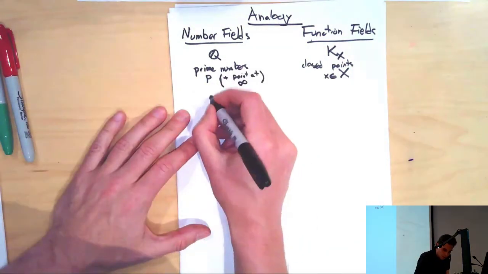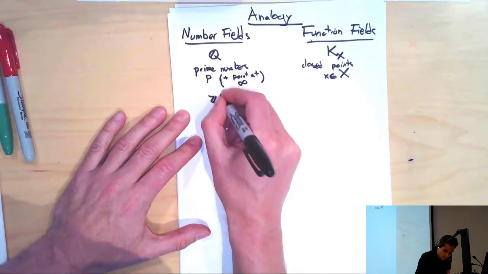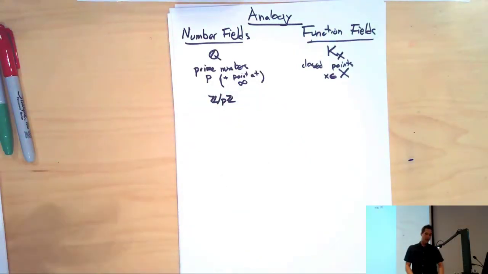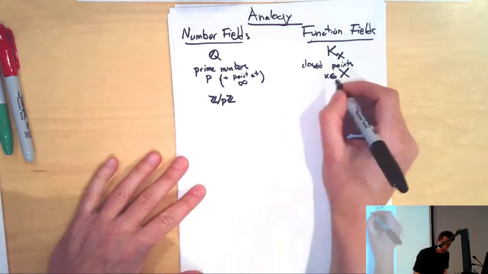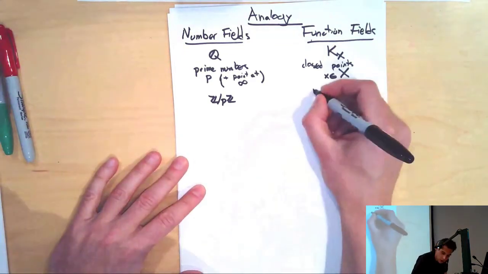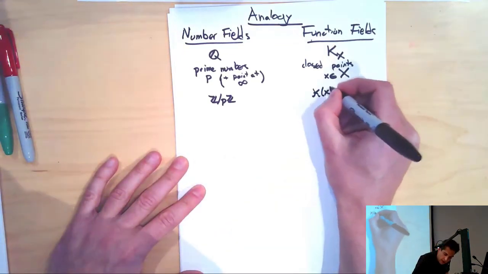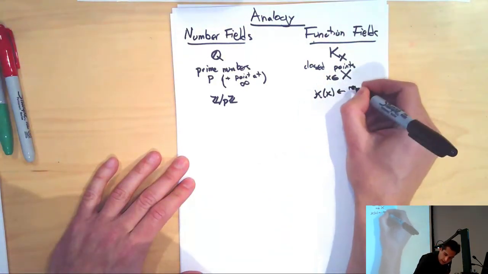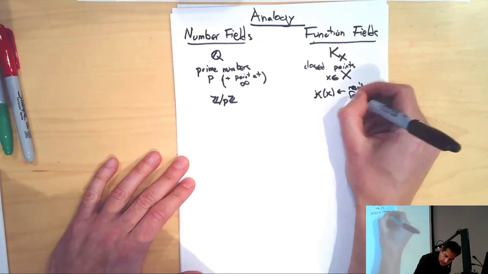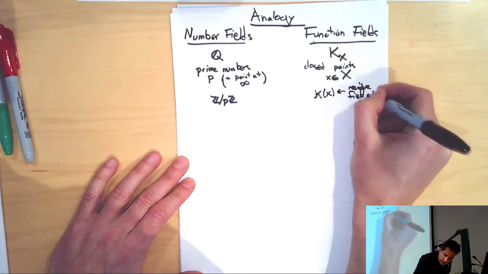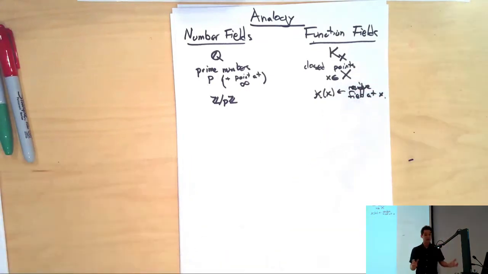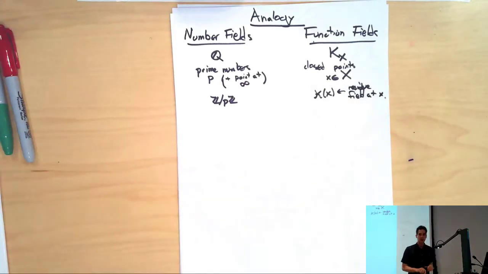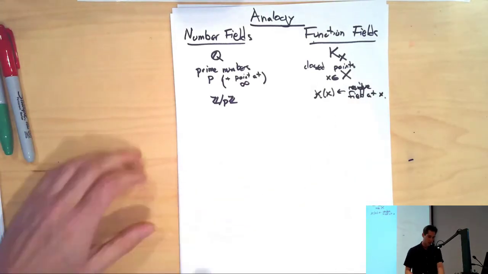Now, if you have a prime number p, then you can form a finite field Z mod p, and that has an analog in the function field case for a closed point of the curve. You can associate what I'll write as kappa(x) for the residue field of X at that point. So that's also a finite field. It's a field which is a finite extension of F_q. It has size q^d for some integer d.